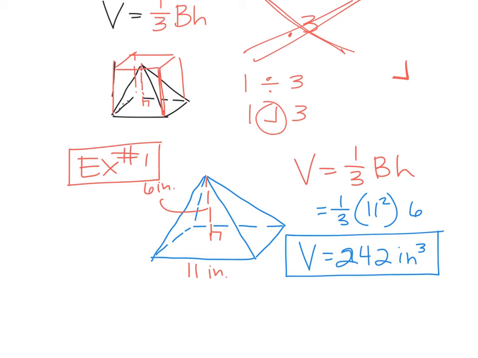Squared, not 11 times 11. That is 11 squared, right? I was thinking 11 times 4. Oh, that's perimeter. 11 times 4. Okay. Yeah, you want area of the base. Okay. Questions on that?